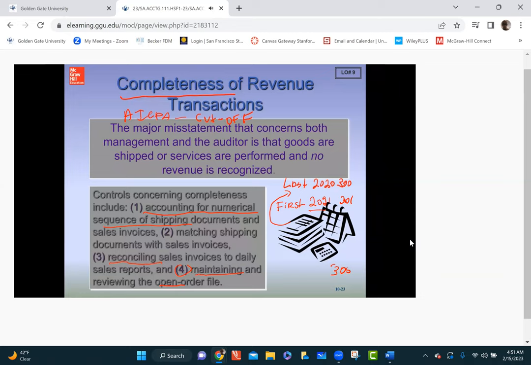PCAOB would call that, well, you're doing a test of occurrence. AICPA would say cutoff test, because you're looking to see that it was included in the right year. But it's just a subtle difference in the way the two standard setters talk about the assertion that you're auditing. I want you to be comfortable understanding how you would audit the assertion, whether it be called cutoff or whether it be called completeness or occurrence.